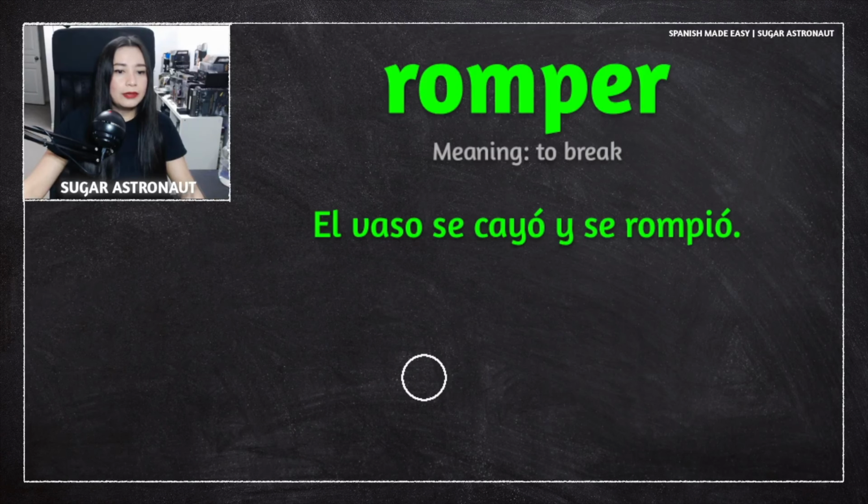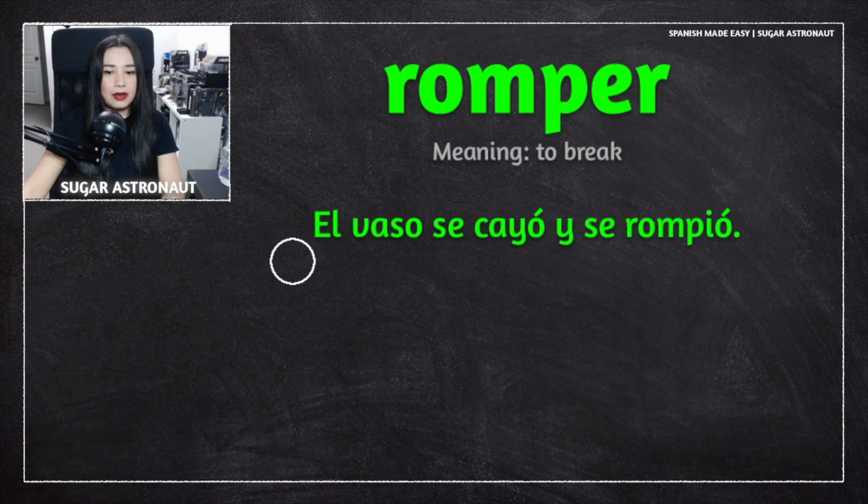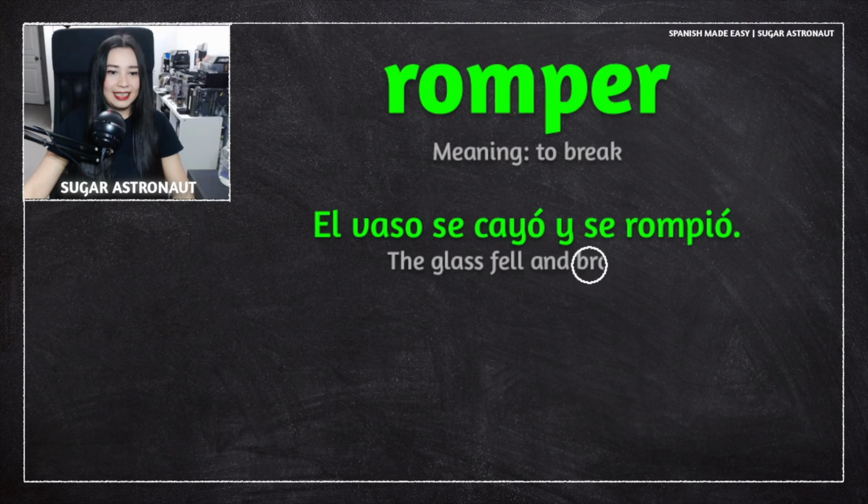Excellent. El vaso se cayó y se rompió. El vaso se cayó y se rompió. The meaning of this sentence is, okay, we have it here. The glass fell and broke. Okay, so yeah, something's broken. The glass is gone. No glass. It's not a glass anymore.